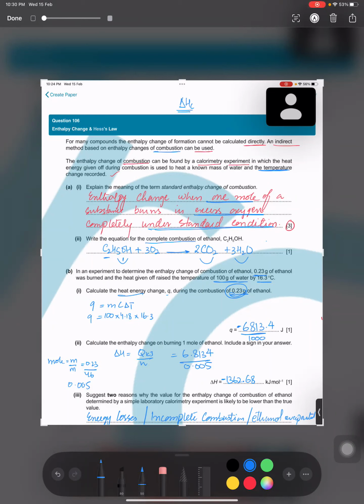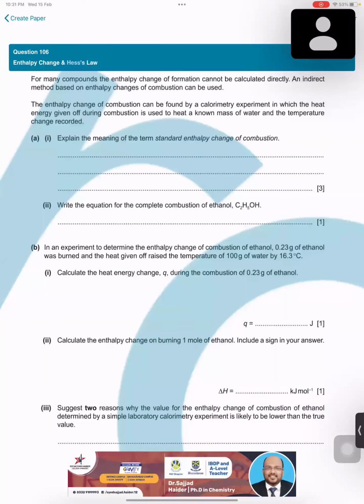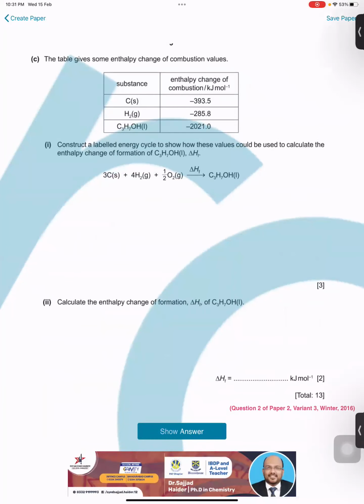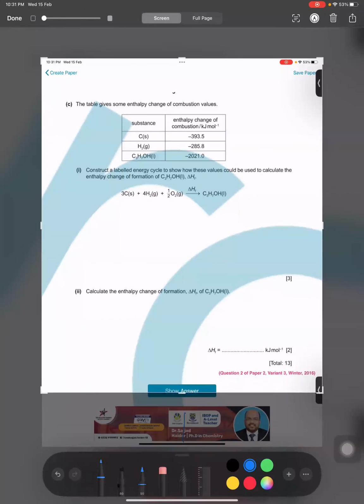Yes, sir. Okay, the next part would be part C. Then let's see what this C part is saying to us. So this is the part C. So if you talk about part C, just look over here.